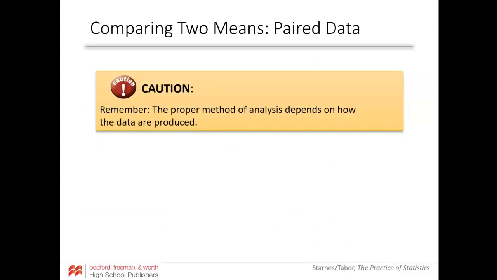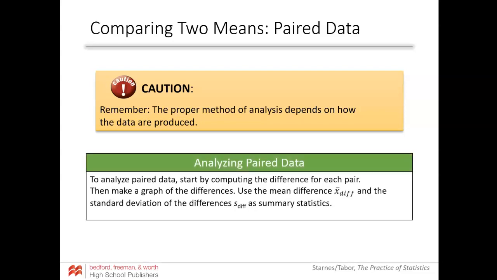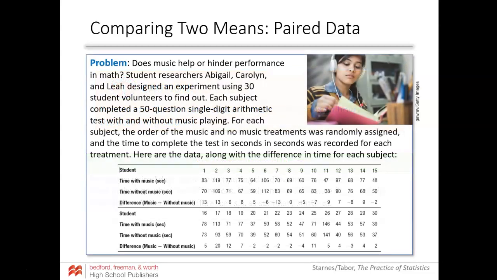Proper method of analysis depends on how the data was produced, right? So if we have paired data, then we need to do some sort of a design like that, if that's how we created our experiment, because we were curious how that set of twins, biologically the same from birth, changes when you create different environments for them to grow up in. What happens? To analyze paired data, you start by computing the difference for each pair, and then you make a graph of this new distribution called the difference. And then you find your statistics off of that. And then you have fun.